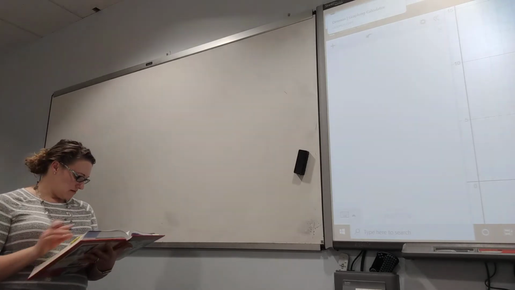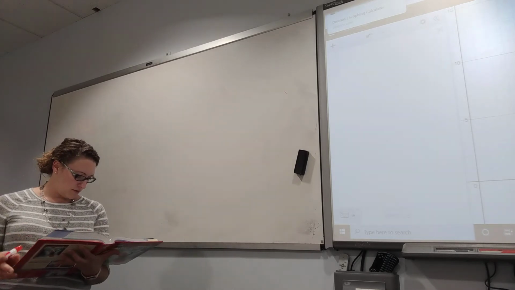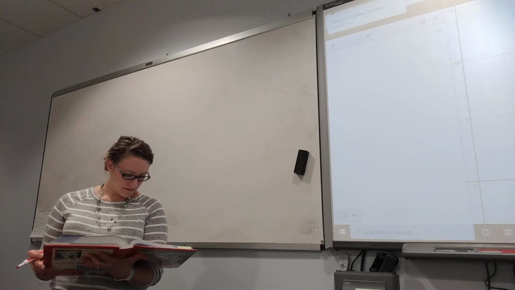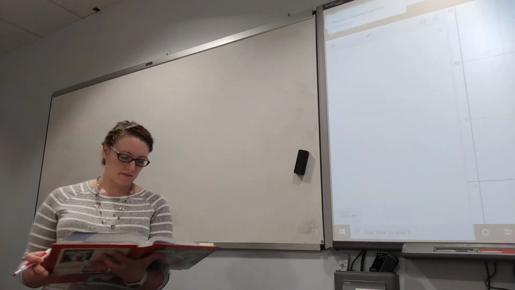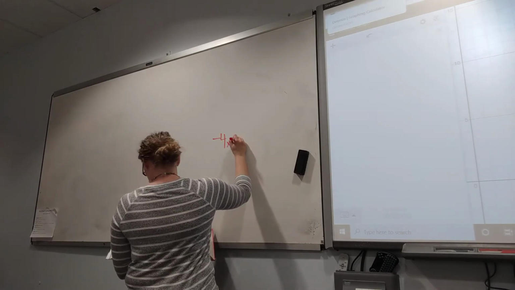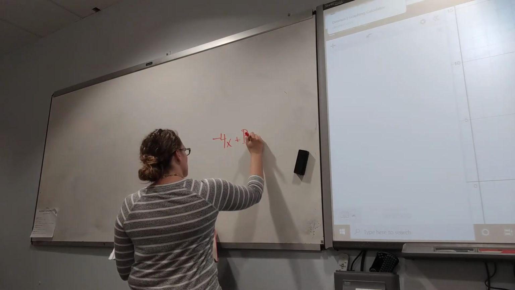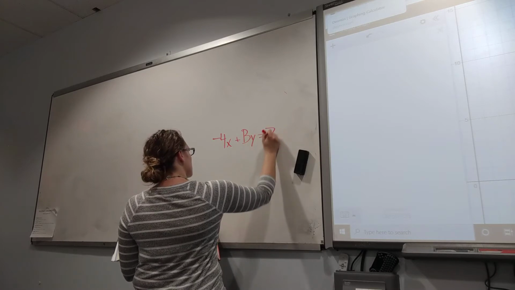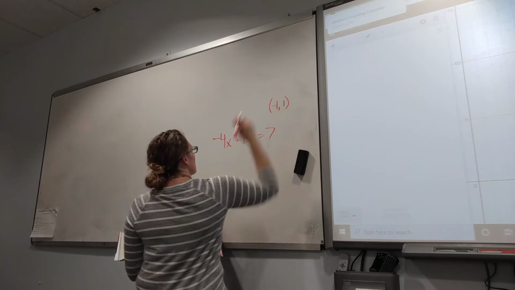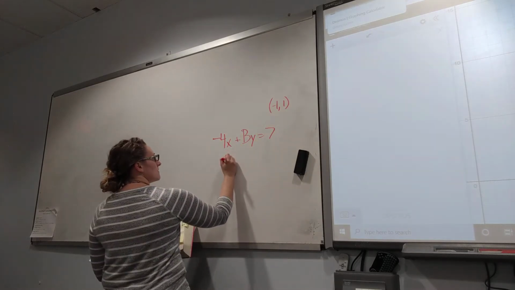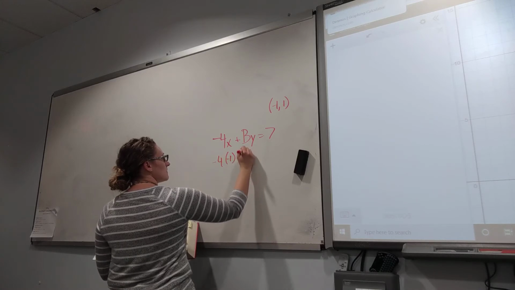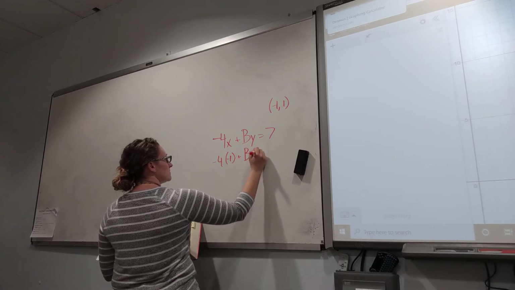So they give you the line, and they give you the point. So you're going to solve for b.